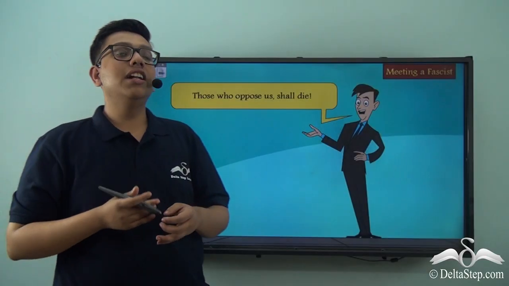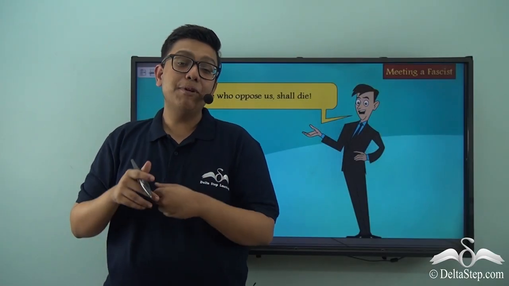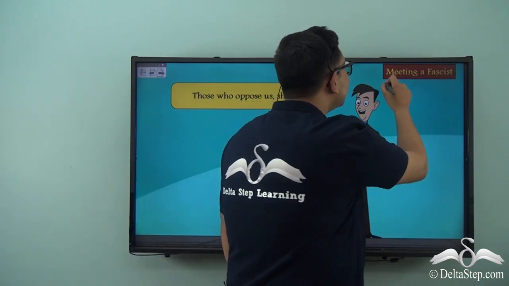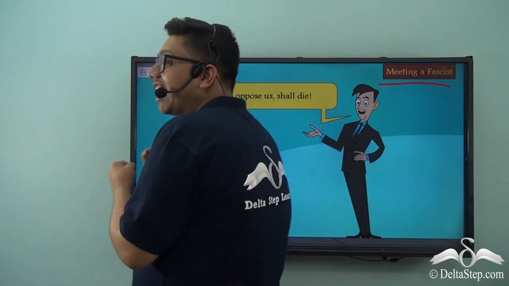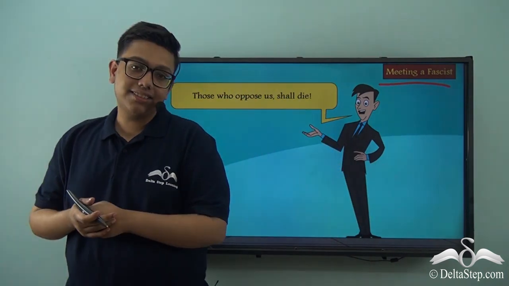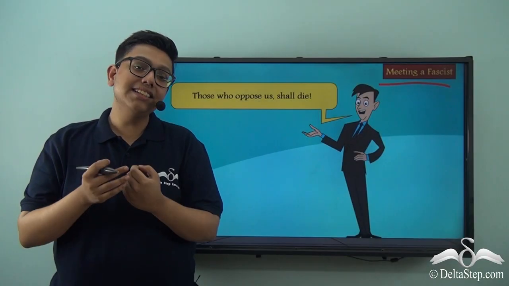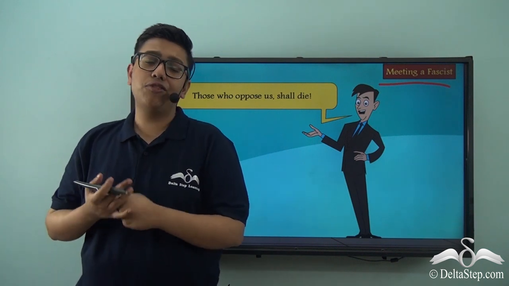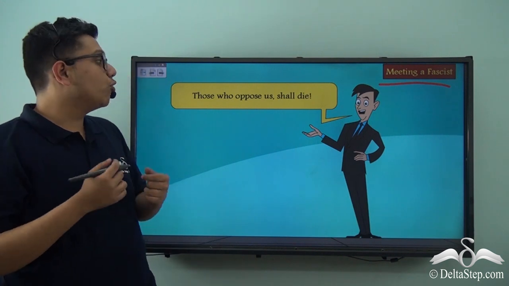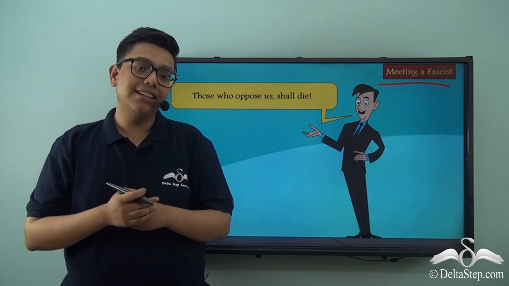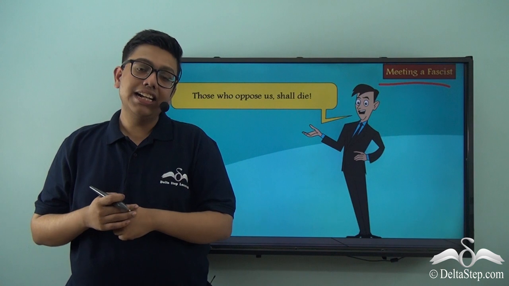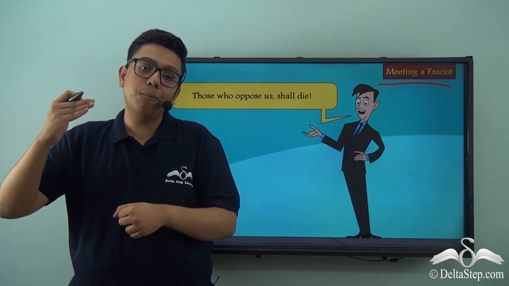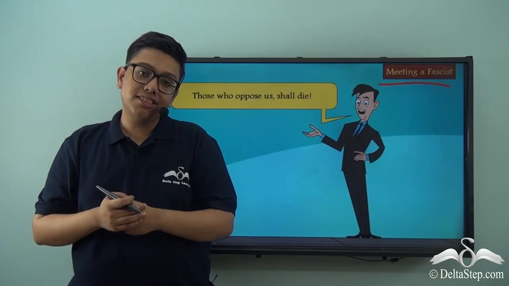Now, those were all theories and definitions. But what will happen if you suddenly get a chance of meeting a fascist? What are the various things he might say, and in what ways would the things he says reflect the ideology of fascism itself? Well, for starters, he might say that those who oppose us shall die. As extreme as it might sound, this is a reflection of extremism, something that is ultra-radical or aggressive, which fascism happens to be.